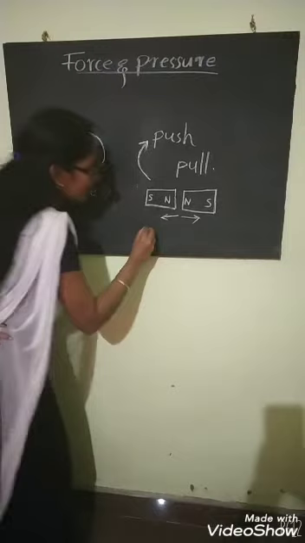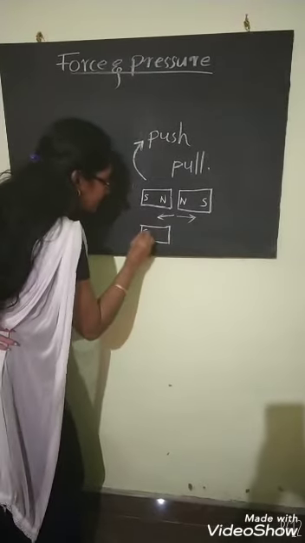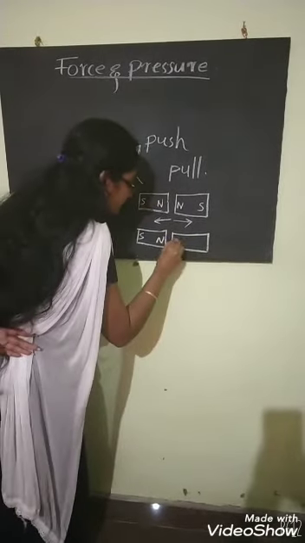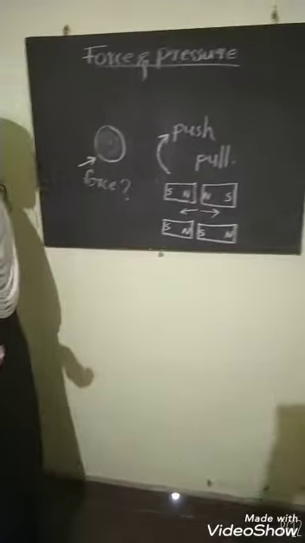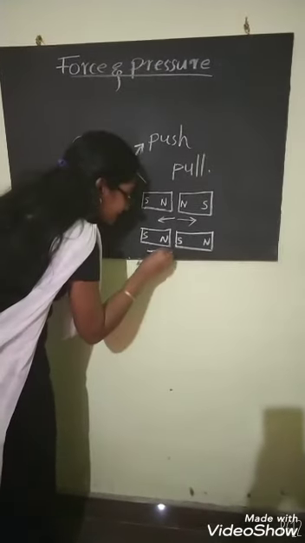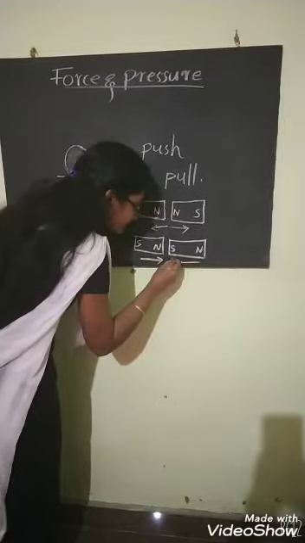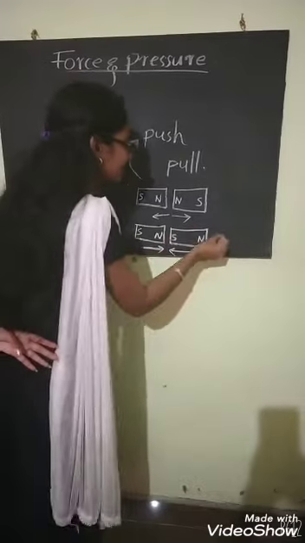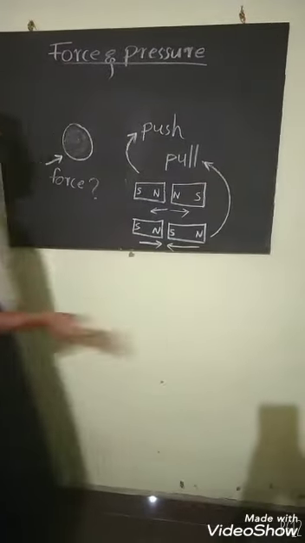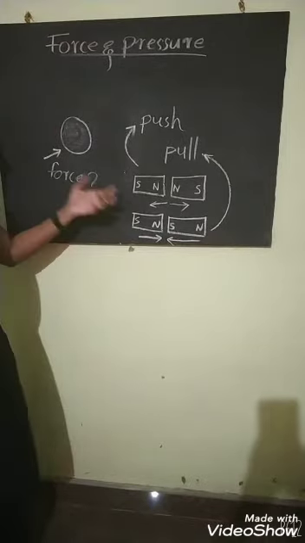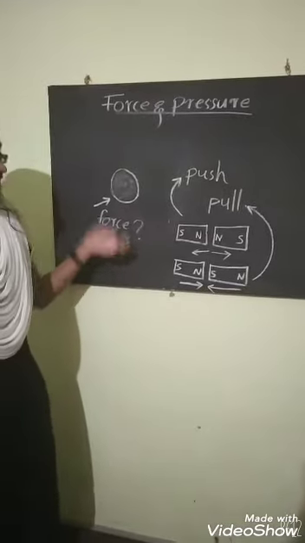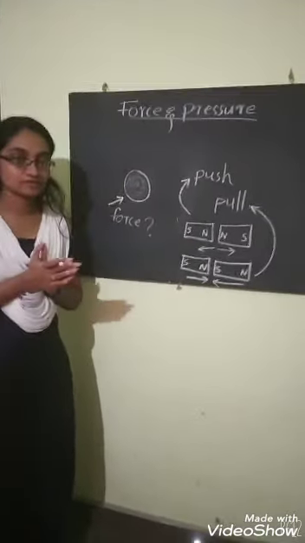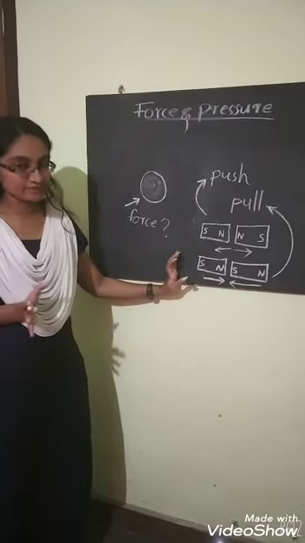And when we take another example, south, north, south, north, what happens here? The magnets get attracted and stick together. What is this? This is a pull. So, in each and every case of force, we can say it is a push or pull. This is what we define here. I think it's clear from this example.